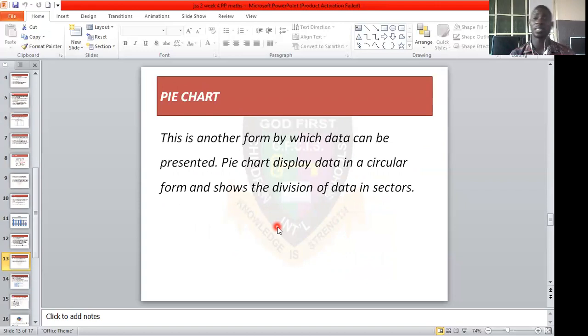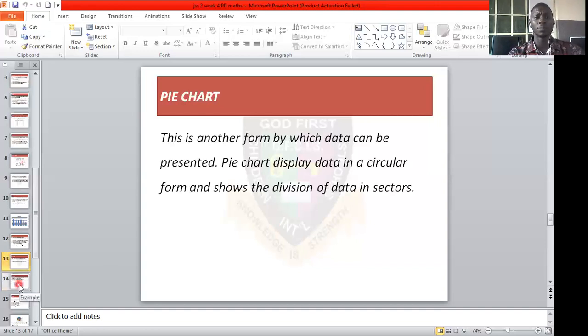In bar charts, they are divided into bars of different heights depending on their frequency, with equal width and distance between them and other properties like that. But in a pie chart, it's a circular form of representing information or data, and all this information is divided into sectors. Each sector depends on the number of information you have.